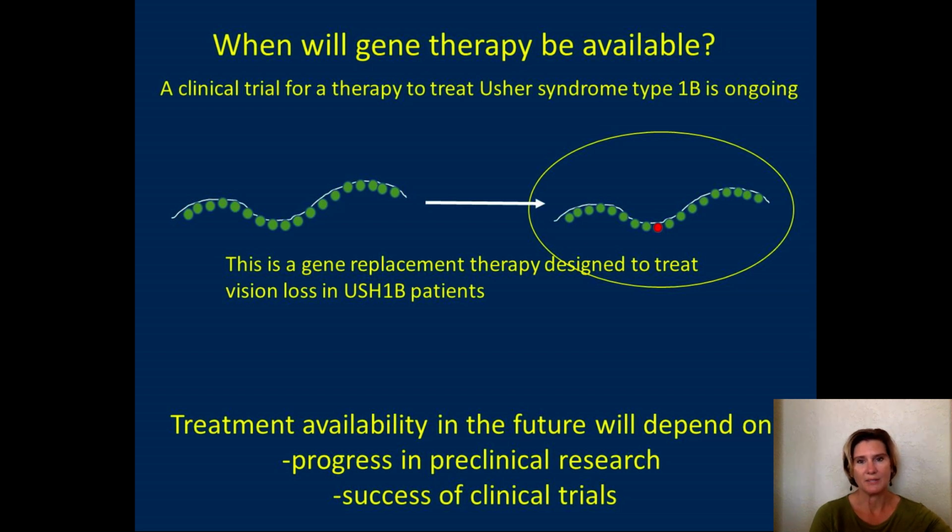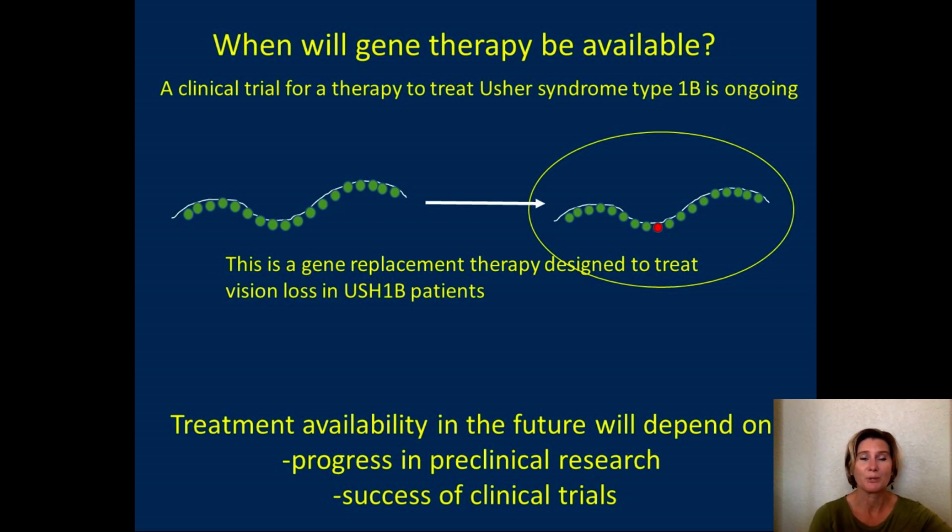We don't know the outcome of this yet, so we don't know when it will be available for patients with Usher type 1B. But additionally, a lot of research is happening all around the world exploring gene therapies of different types for virtually all the different kinds of Usher syndrome. So we'll need to see significant preclinical success in order for any of those things to advance to clinical trials. But a lot of good people are working on it, and there are lots of good reasons to remain hopeful.